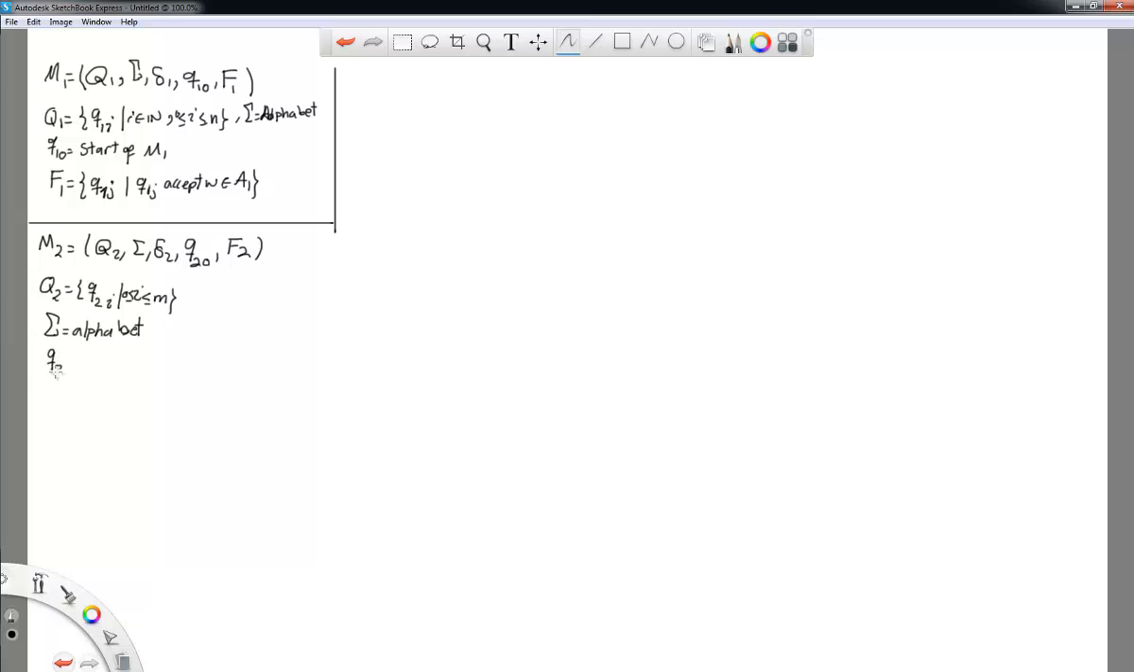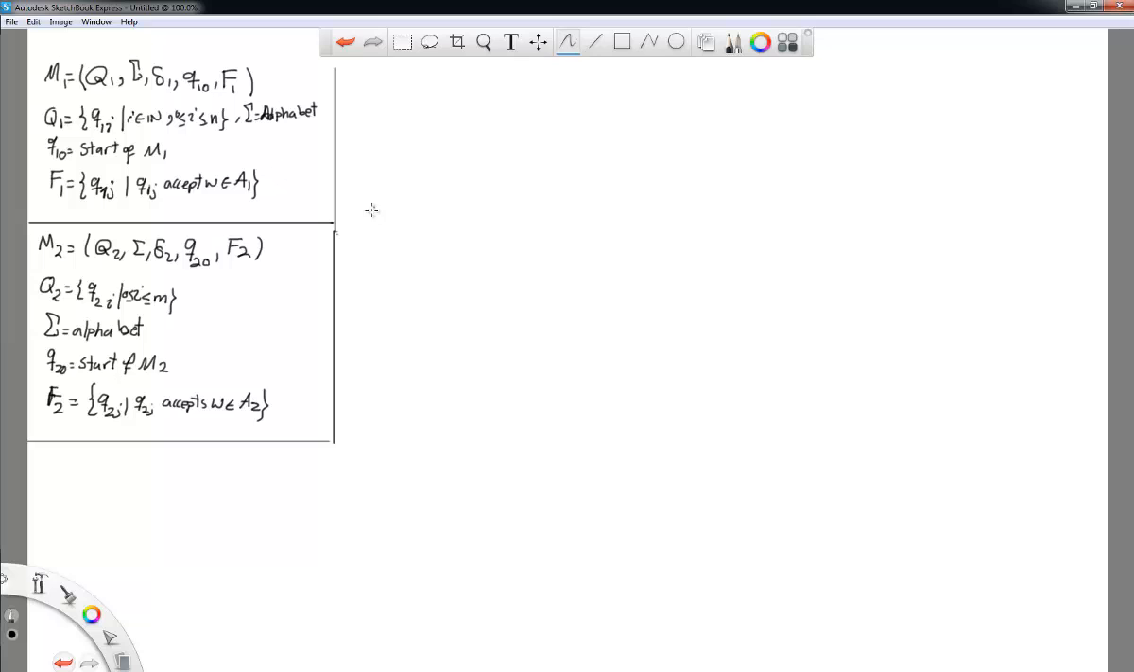And Q sub 2 sub 0 is my start state of M sub 2, and F sub 2 is the set of all Q sub 2 J's that Q sub 2 J accepts W from A sub 2. Okay. Now this is my important formalization of the two finite automata. I didn't do anything really crazy so far. All I did is that I basically formulated these two things.